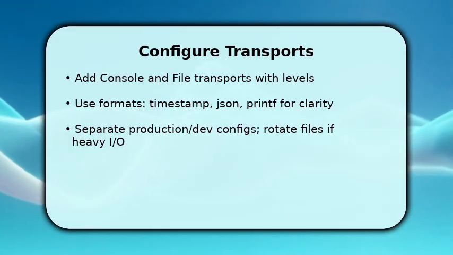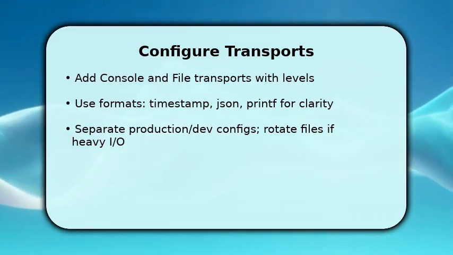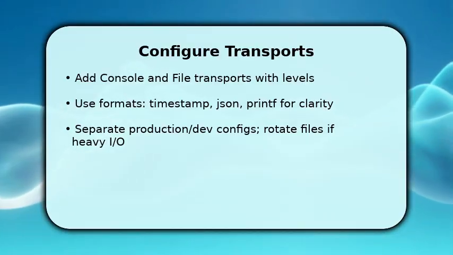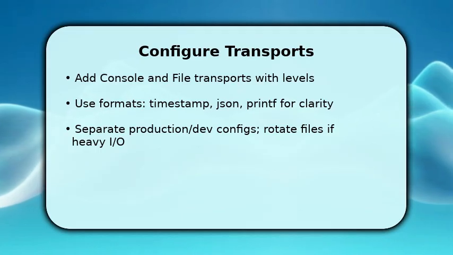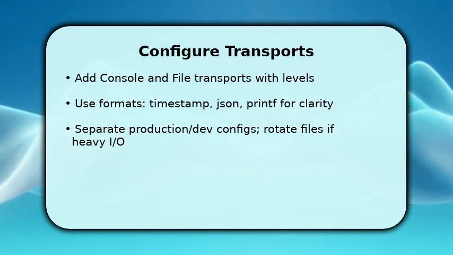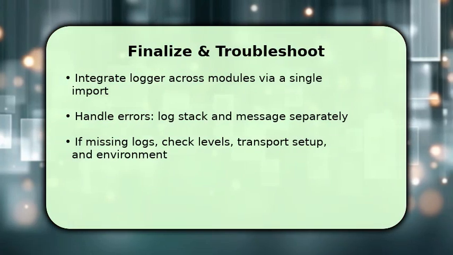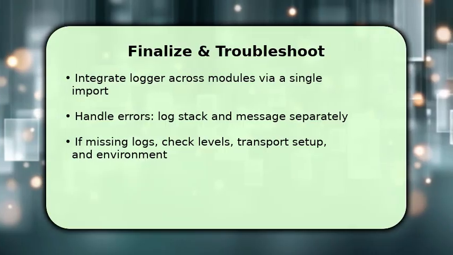Once configured, test by logging objects, errors, and request ID to ensure serialization is correct. Make sure to consider log rotation and size limits in production to prevent disk exhaustion. Finish by replacing scattered console calls with the shared logger and standardizing metadata like service, request ID, and environment.